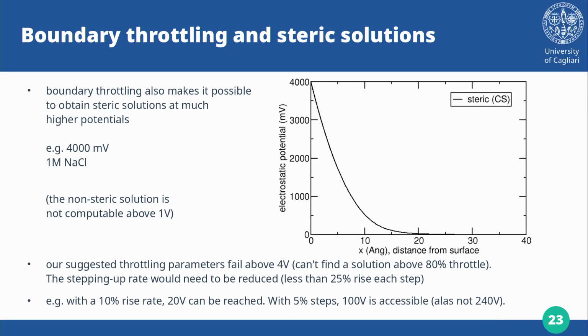If we reduce it further to a step of 10% rising rather than 25% rising, then we can get to 20 volts. If we take it more slowly and move the throttle up in 5% steps, then we can get to 100 volts. So we can start studying electrocution in Japanese and American bars. Unfortunately, we can't get to 240 volts. So if you have further ideas of how to develop this to get to 240 and above, that would be interesting.